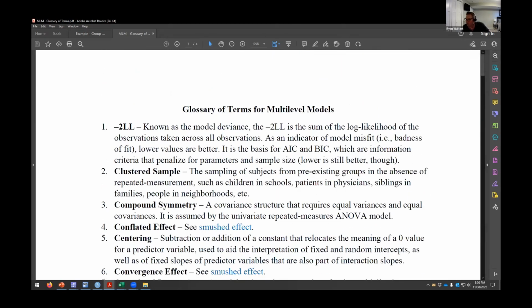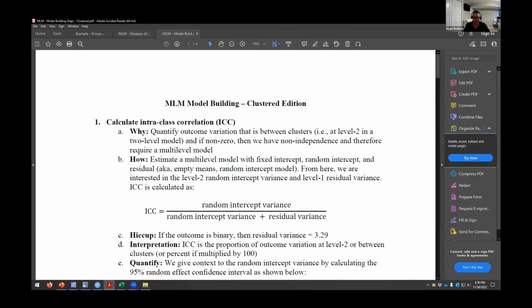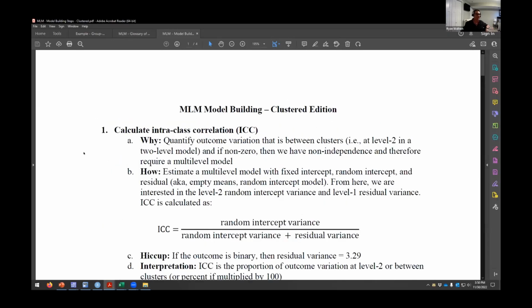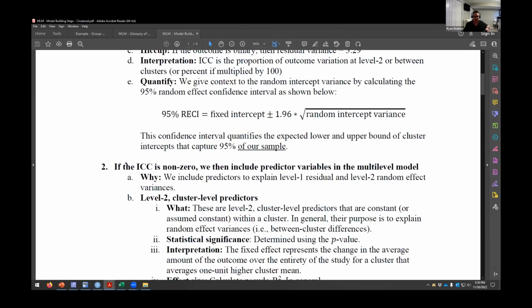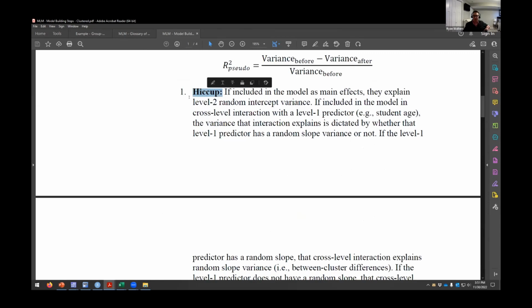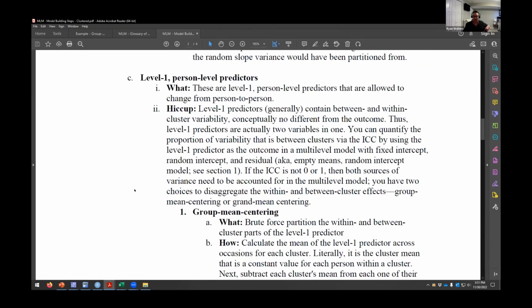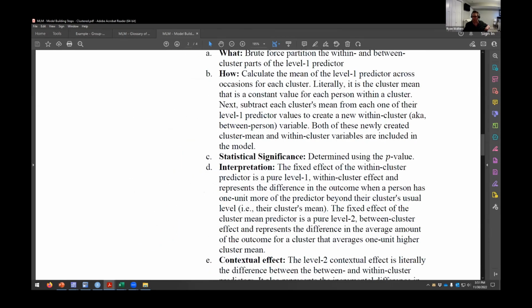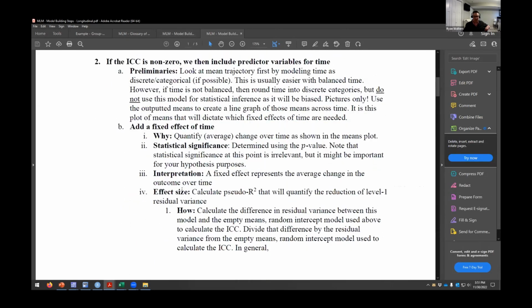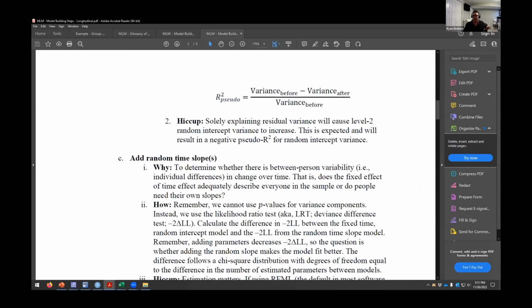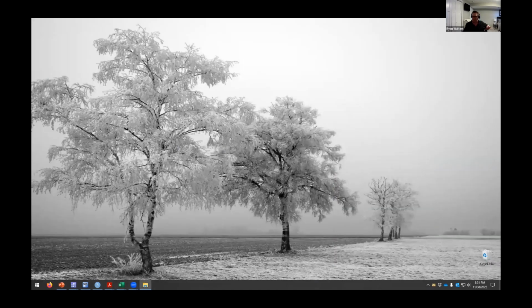I also have included model building steps, like an executive summary for clustered data, with information going around. Focus on the hiccups. The hiccups are where you can run into issues. I've also provided it, I believe, for longitudinal data. That is also there as well. The longitudinal one is going to be a little bit longer simply because there's a lot of nuance in modeling time that we didn't have to do with clustered data.